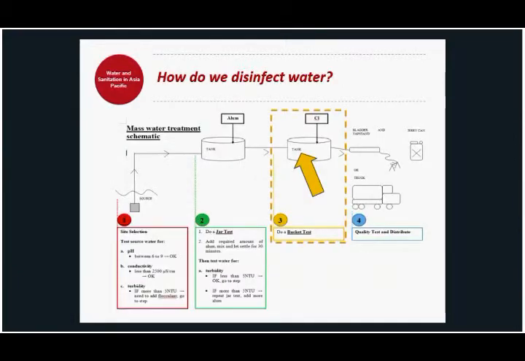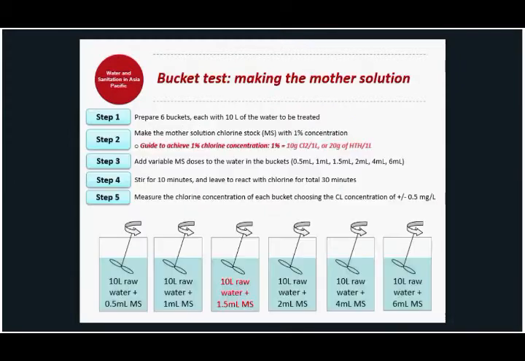As with the jar tests for coagulants, for chlorine dosing we also need to do a small-scale test to work out how much to dose. This we call a bucket test. The purpose of the bucket test is to find out how much chlorine we need to add to clear water so that there is 0.5 milligrams per litre of free residual chlorine after 30 minutes of contact time. The jar test, which was the sedimentation process, used a 1 litre jar, and the bucket test, which is the chlorine process, uses a 10 litre bucket.